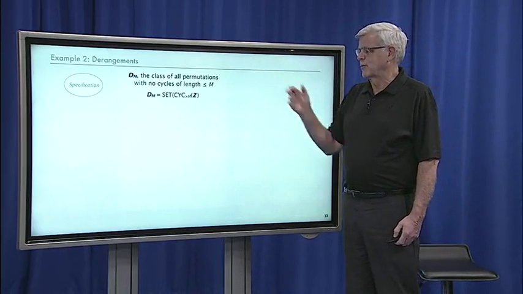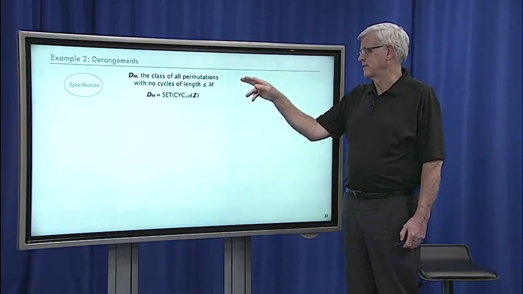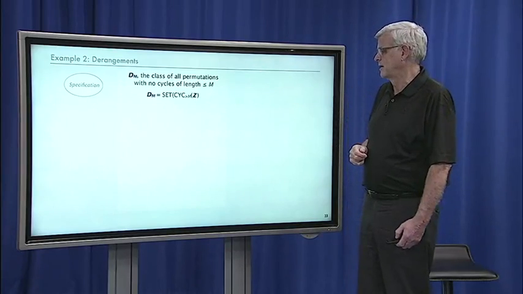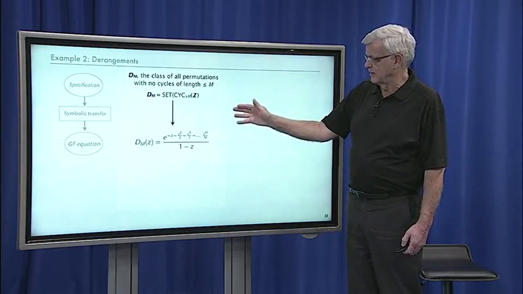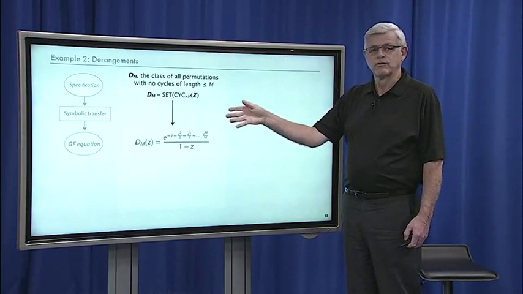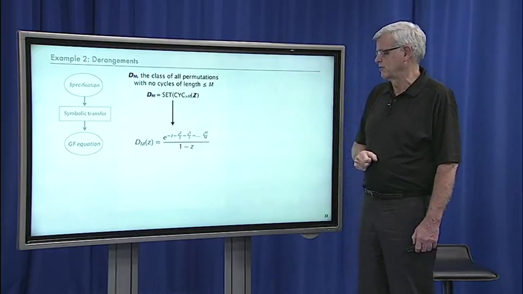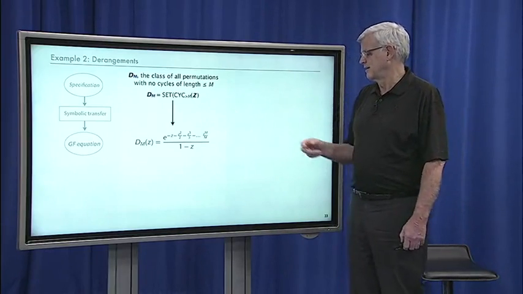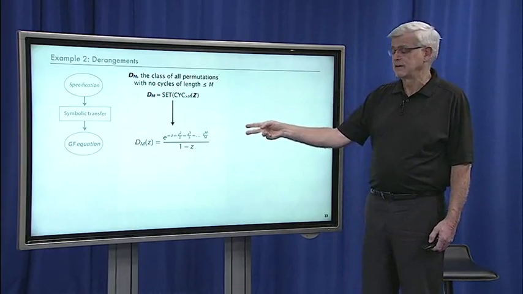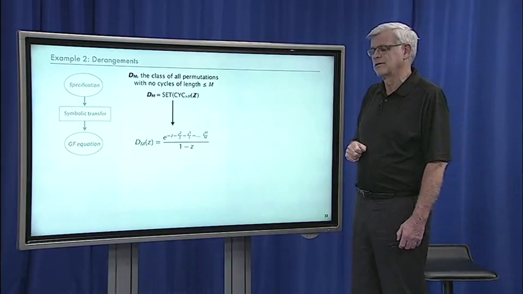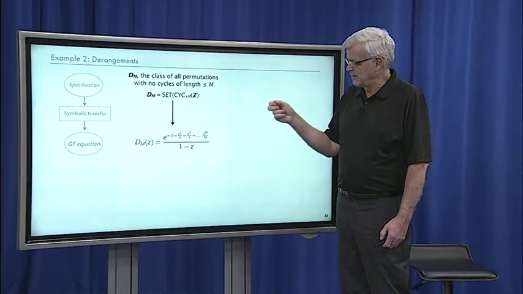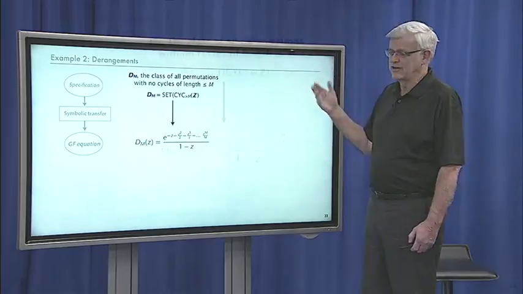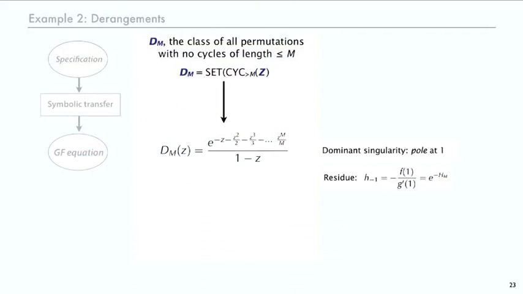So let's look at the class of all permutations with no cycles of length less than or equal to m, where m is a parameter. Again, the combinatorial construction through the symbolic method immediately gives a generating function equation that can be pretty complicated to try to find exact expressions for coefficients in that equation. But the meromorphic transfer theorem immediately gives us the asymptotics just as before. Again, there's a pole at 1, and the residue is the same as before.